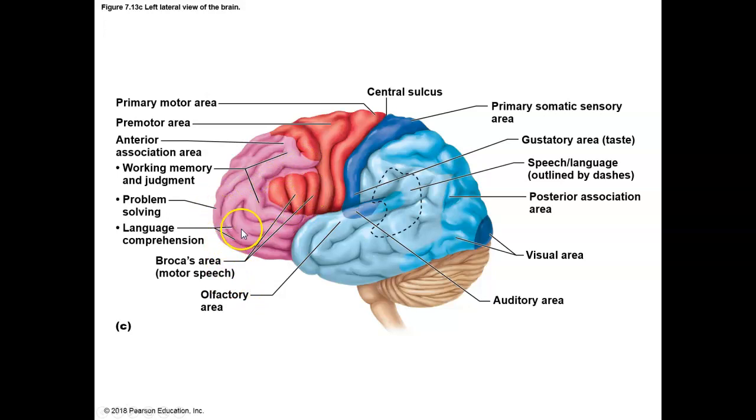We have problem solving and language comprehension up here in the frontal lobe. So when you have damage to that frontal lobe, a lot of times your ability to speak can be damaged, or can be compromised, I should say, or comprehension can be compromised.